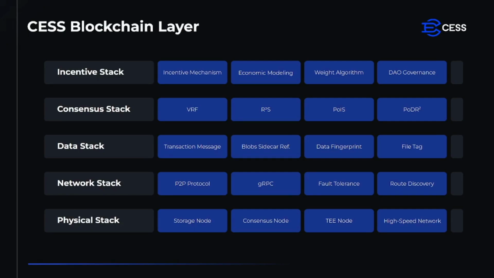This decentralized approach allows for efficient sharing of information and responsibilities, making the network robust and scalable. The network stack primarily consists of peer-to-peer protocol, gRPC, fault tolerance, root discovery, and many more. On top of the network stack, we have the data stack. The data stack is crucial for storing blockchain data like transaction mechanisms, data fingerprints, and other file-related metadata.